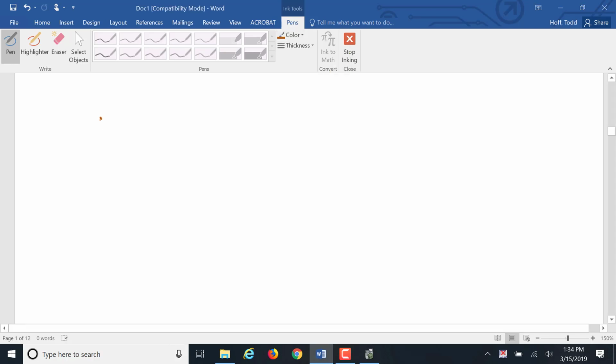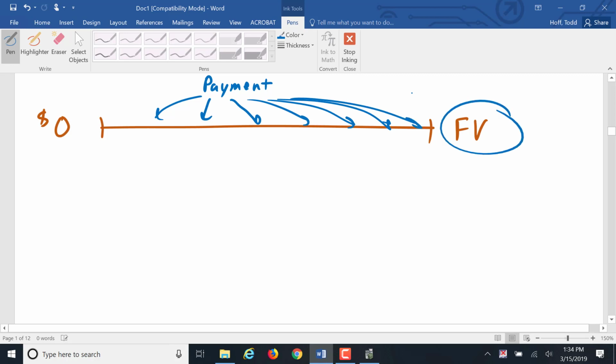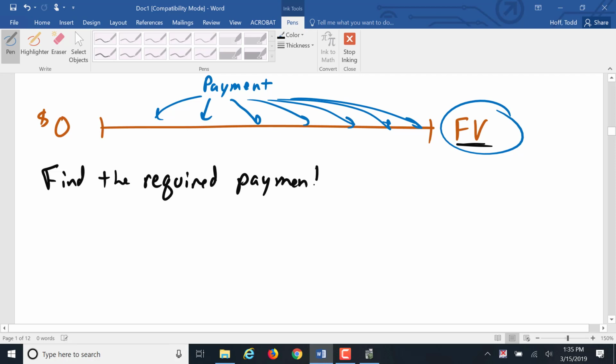So in the last video, we were looking at the accumulation phase. We're going to continue to look at the accumulation phase, where we start out at $0 and we build up to a future value. What we did in that last video is we figured out, if we knew what our regular payment being paid in at the end of every period was, the amount of that future value. Well, now we're going to work the other direction. Given the future value, we're going to find the required payment to reach that desired future value.